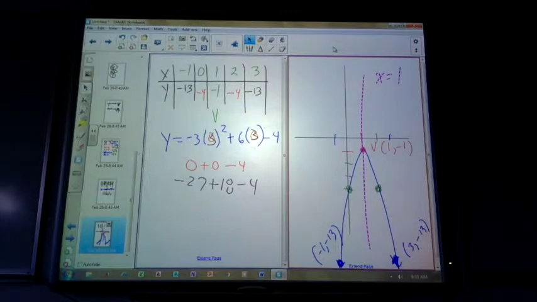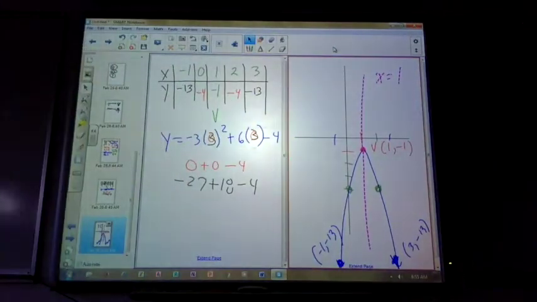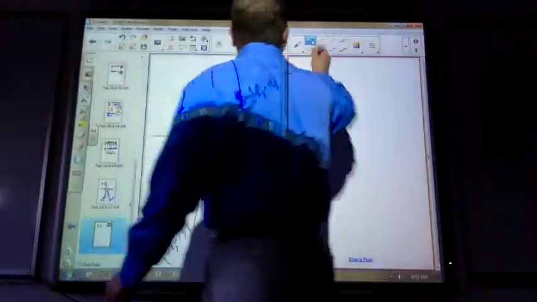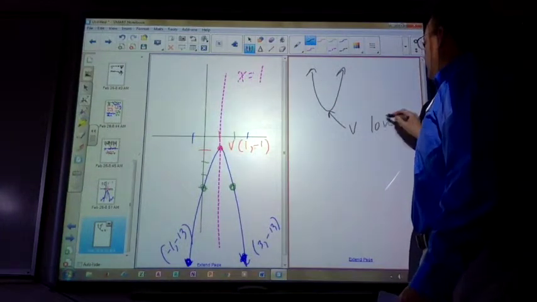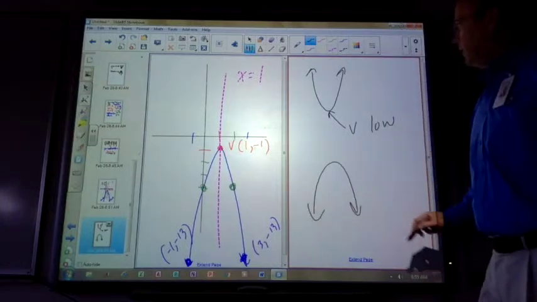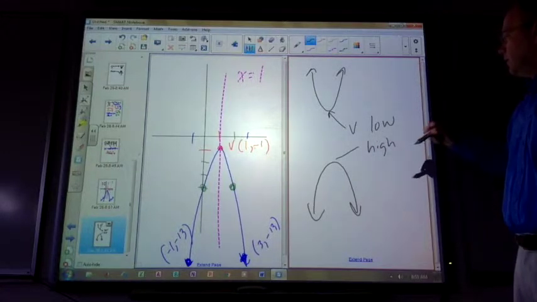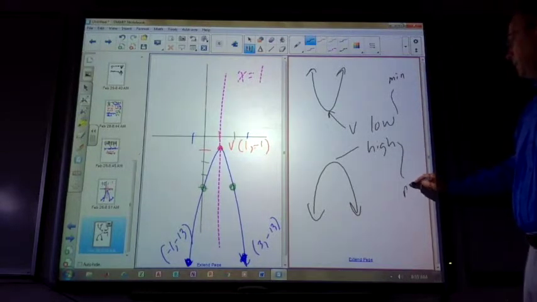Casey. No. Parabola is open down. Okay, vertex is a what? Positive. High point or low point? Parabola opens down. High point or low point? Here, we'll do this. So we had this, and our vertex is a low point. If it's this, our vertex is a high point. Okay? This is a minimum. This is a maximum. Okay?